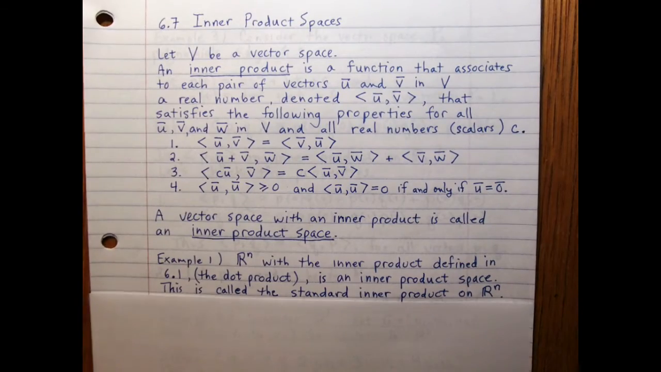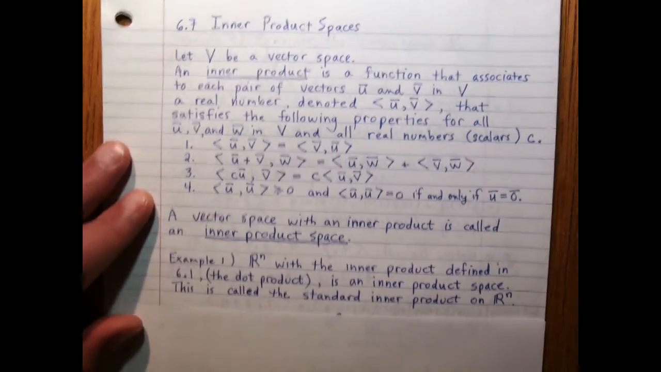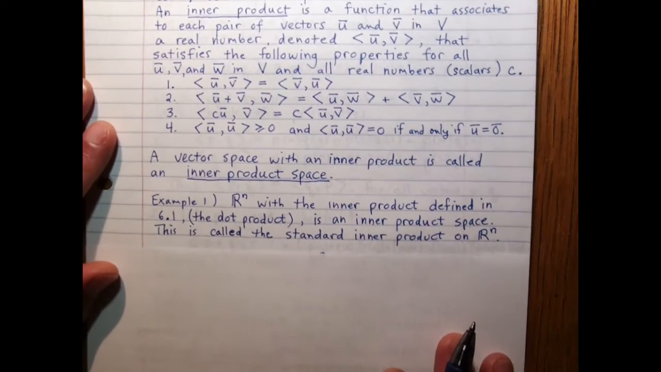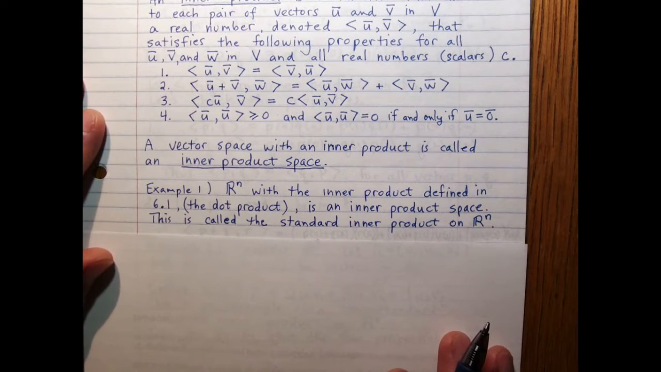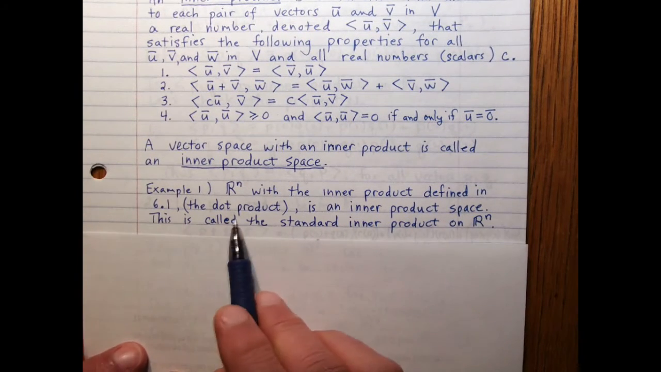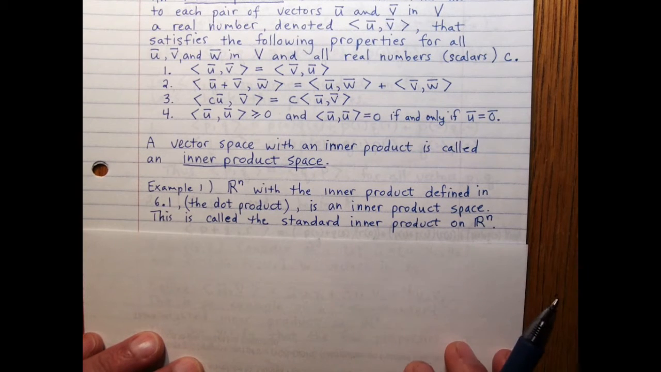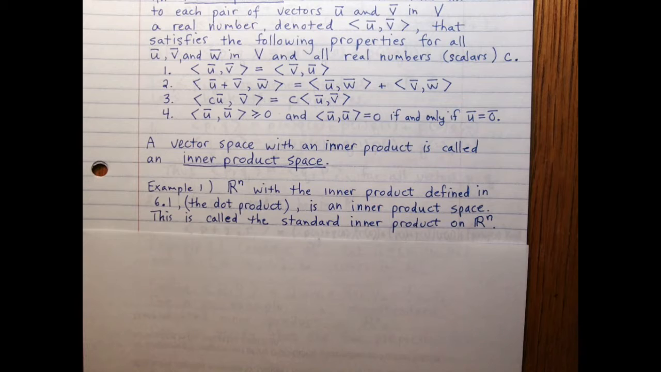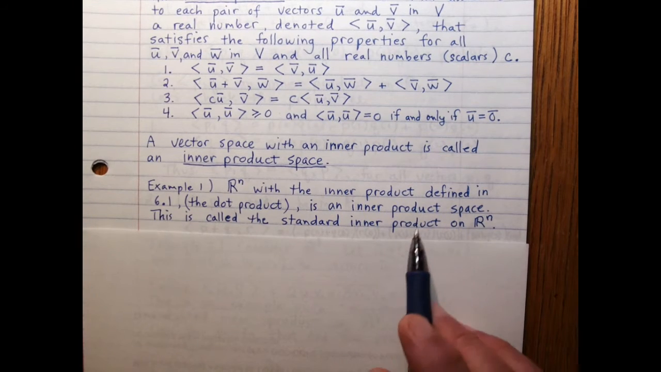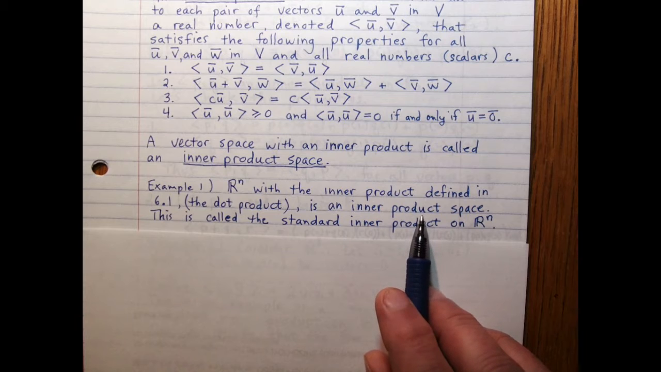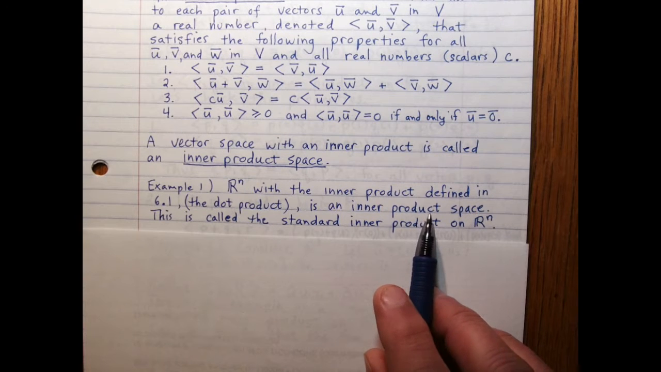Okay, let's continue on with the handout. Example 1, Rn with the inner product defined in 6.1, the dot product, is an inner product space. This is called the standard inner product in Rn. And so good old dot product is also an inner product, a special kind of inner product.